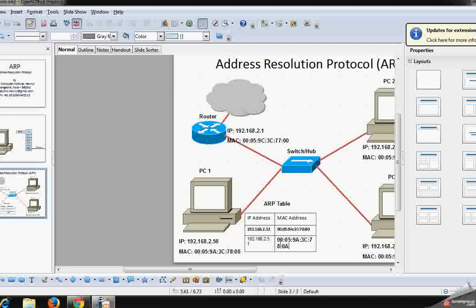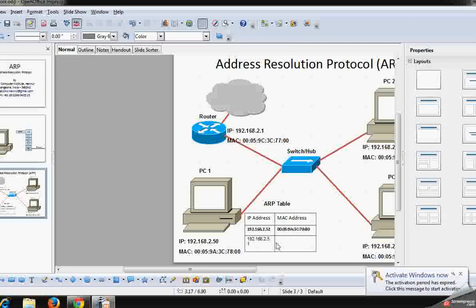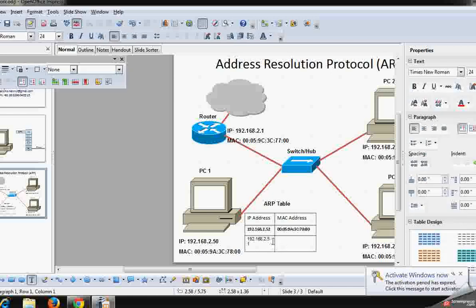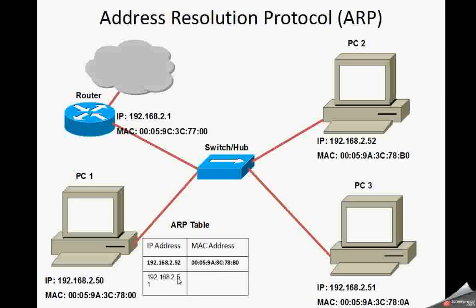Now what happens if this MAC address is not present in this table? For example, if the ARP table does not have any information about 192.168.2.51, then what happens? In this case the ARP protocol will get activated. The ARP protocol's function is to go back and find out what the MAC address corresponding to this IP address is. As ARP doesn't know which machine has this IP address, it is going to ask everyone who has this IP address and what the corresponding MAC address is.